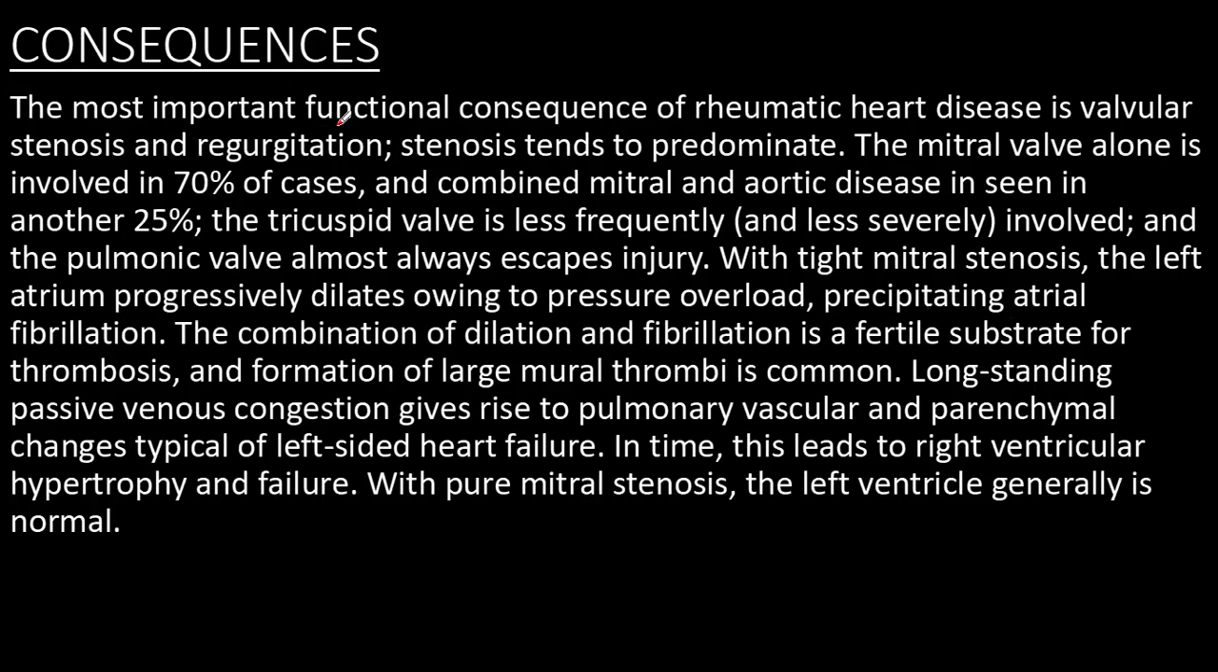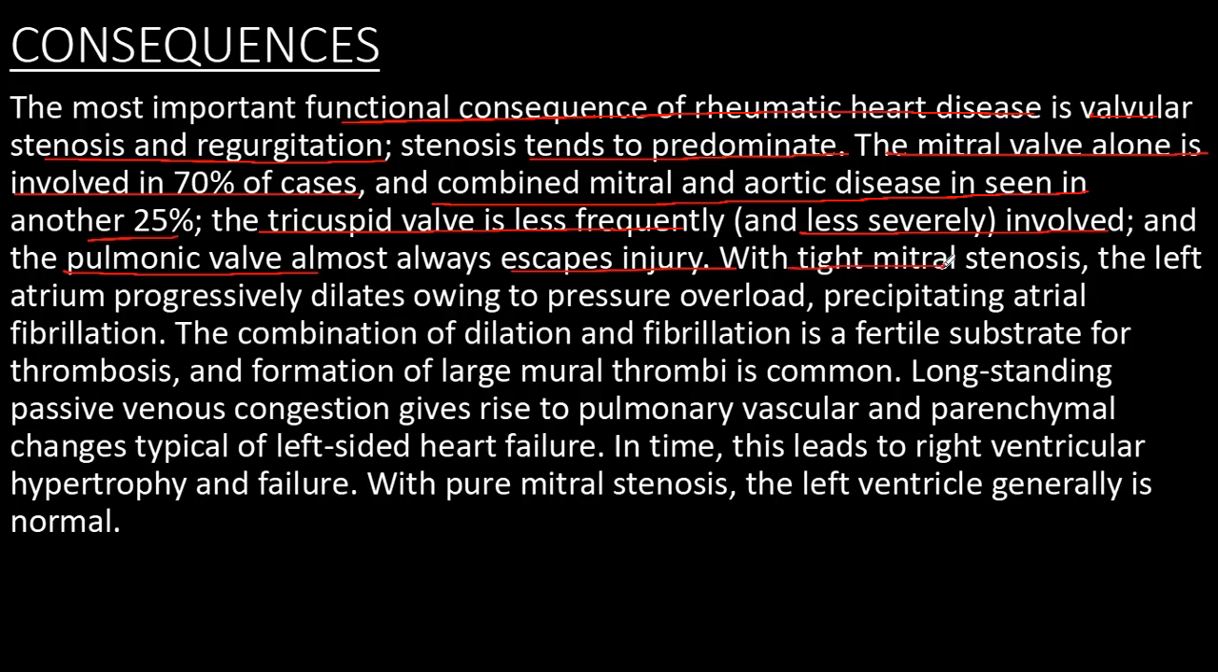The most important functional consequence of rheumatic heart disease is valvular stenosis and regurgitation. Stenosis tends to predominate. The mitral valve alone is involved in 70% of the cases, and combined mitral and aortic disease is seen in 25%. The tricuspid valve is less frequently and less severely involved, and the pulmonic valve almost always escapes injury. I'll be showing a table with that.